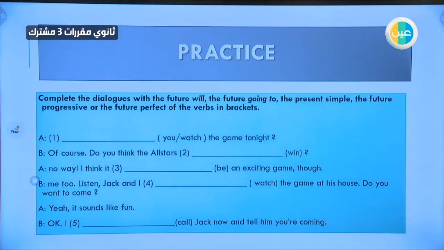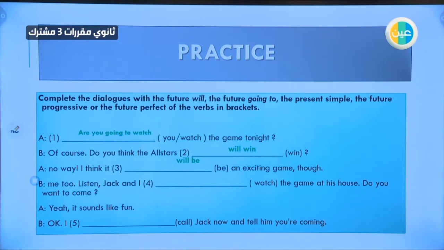Now let's take this practice for our lesson. Which one are we going to use? Present simple, future progressive, or perfect, okay? So let's start. The first one: are you going to watch the game tonight? Arrangement. Of course. Do you think, look here, think, that All Stars will win? Prediction? No way, I think so, also think. So, it will be an exciting game.